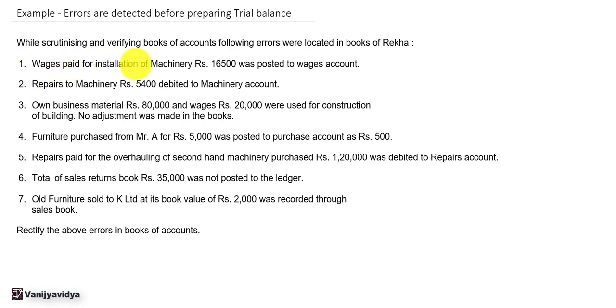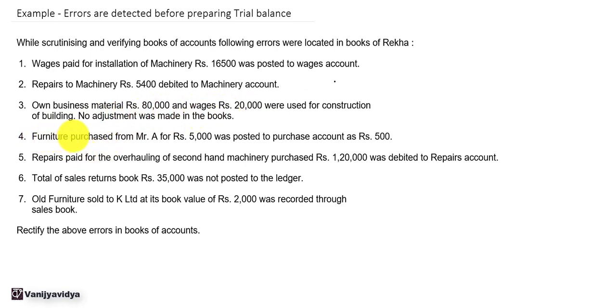First, wages paid for installation of machinery rupees 16,500 was posted to wages account. Repairs to machinery rupees 5,400 debited to machinery account. Own business material rupees 80,000 and wages 20,000 were used for construction of building. No adjustment was made in the books of accounts.